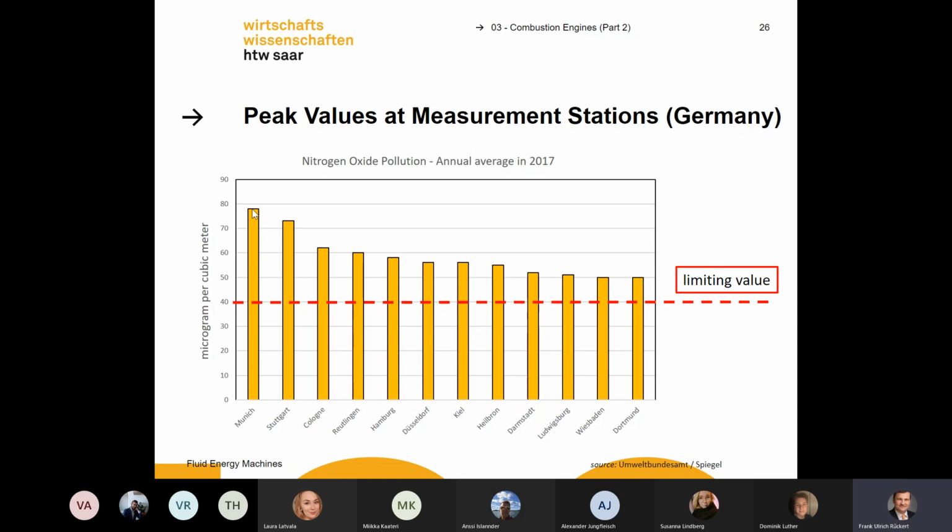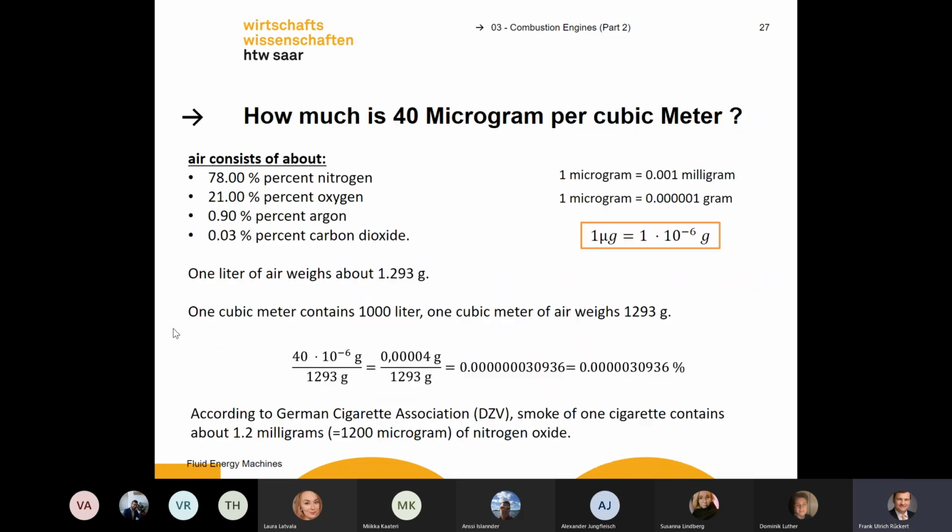Of course, the value in Munich was twice as high as the limiting value, or the value in Stuttgart was twice as high as the limiting value. But let us look at how much 40 micrograms per cubic meter is. And I told you, you're all clever persons, so I made this short calculation for you.